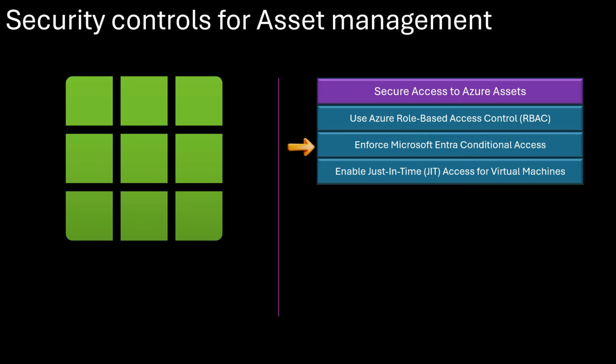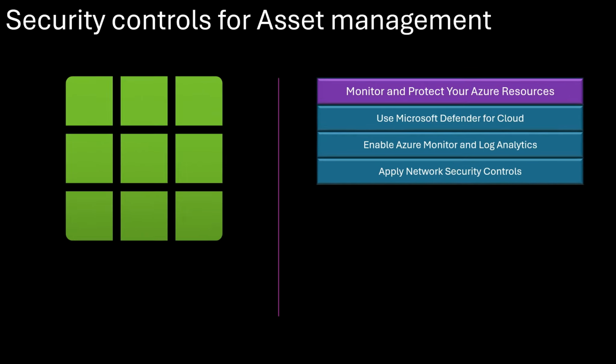You should enforce Microsoft Entra conditional access. Using conditional access policies, you can apply multi-factor authentication and location-based access controls to protect critical assets. And you should enable just-in-time access for virtual machines. Using services like Azure PIM, you can prevent permanent access to VMs by granting temporary, time-limited permissions.